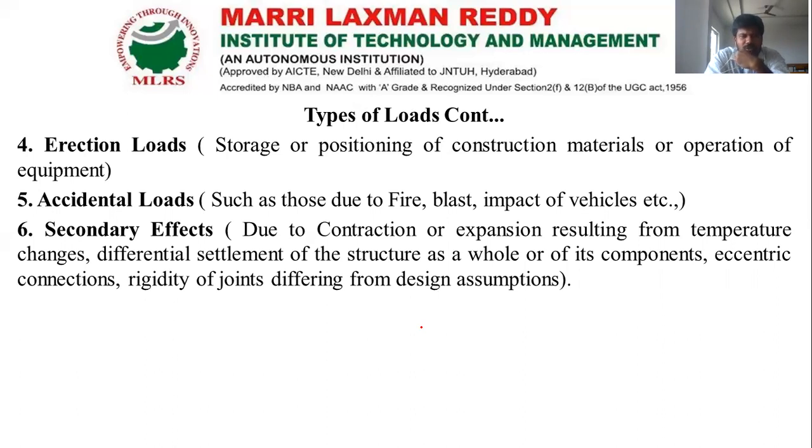Next, fifth one is accidental loads. Such loads happen due to fire or earthquake or impact of vehicles or blasts. Earthquake is also a kind of accidental load, but we have a separate code book for that. Here, accidental load means fire, blast, impact of vehicles hitting the structure. Next, sixth one is secondary effects due to contraction and expansion. These loads may happen due to the coefficient of thermal expansion, and freezing and thawing effects.